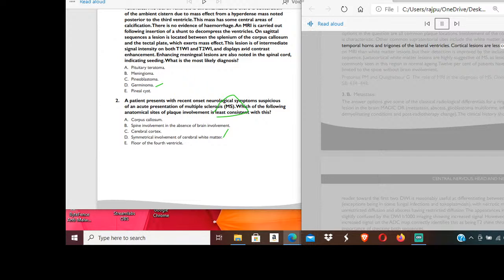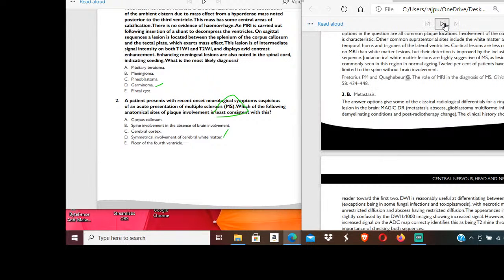Cortical lesions are less conspicuous on MRI than white matter lesions, but their detection is improved by the inclusion of a FLAIR sequence. Juxtacortical white matter lesions are highly suggestive of MS, as lesions are not commonly seen in this region in normal aging. 12% of patients have lesions on MRI limited to the spine without brain involvement. Pretorius PM and Quaghebeur G.